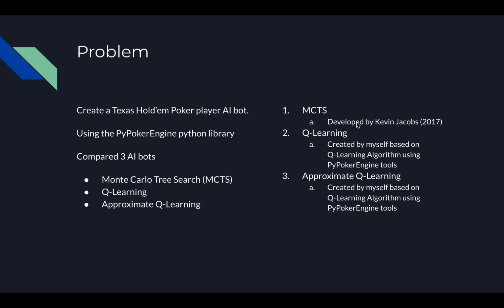And then it has a win rate output of that. So based on that win rate, it'll take an action. It'll either raise the max it can, raise the minimum, call, or fold. And then I've got a Q learning bot and an approximate Q learning bot that has some features that I came up with, a couple features.